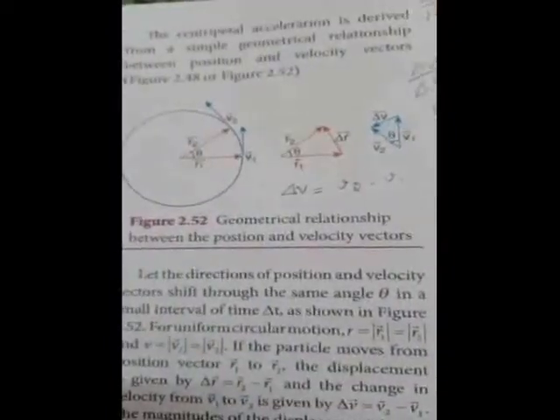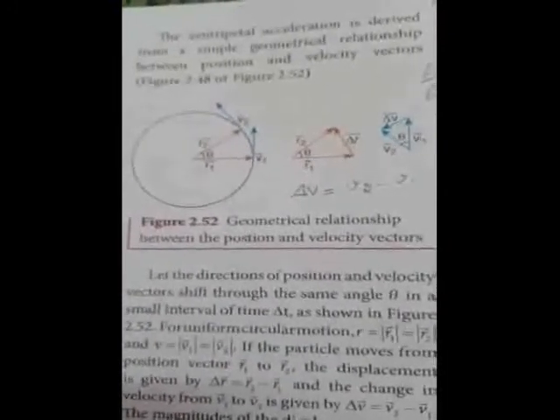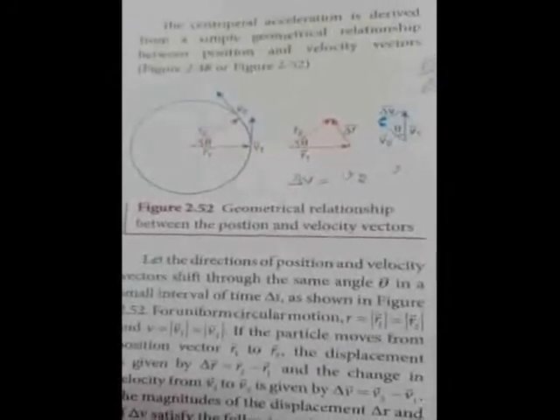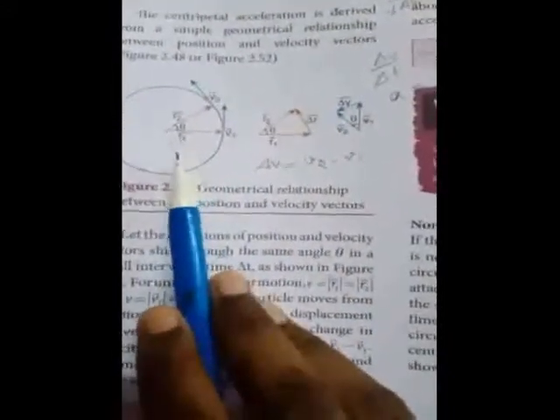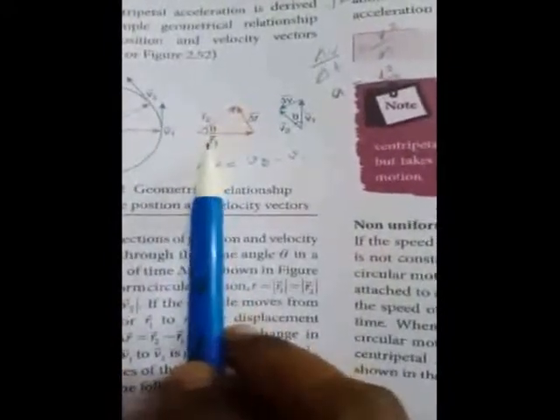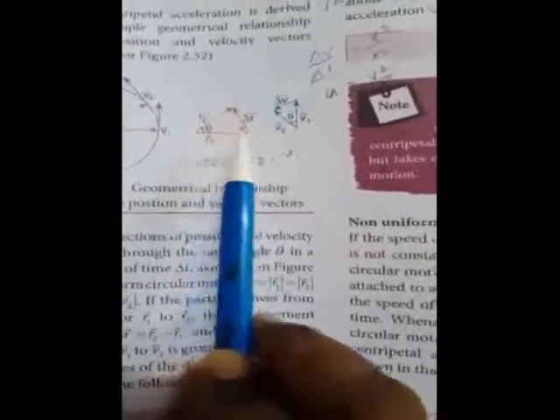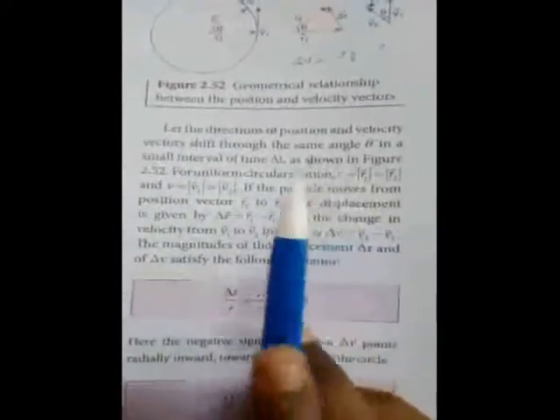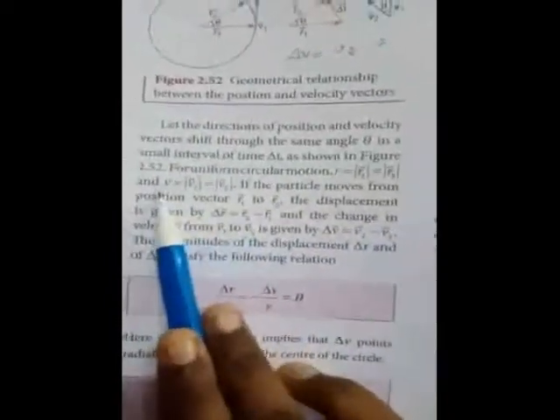Now the expression for centripetal acceleration using the geometrical relation between position and velocity vectors. Consider a point object undergoing a circular path, with its initial position r1, moving to the position r2 with velocity v1 to v2. This diagram is after the body has moved. So delta r is the change in position vector, delta v is the change in velocity. Before the particle moves, r1 is equal to r2, denoted by r, and v1 is equal to v2, denoted by v.